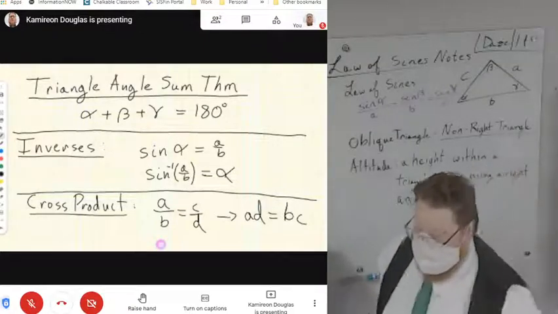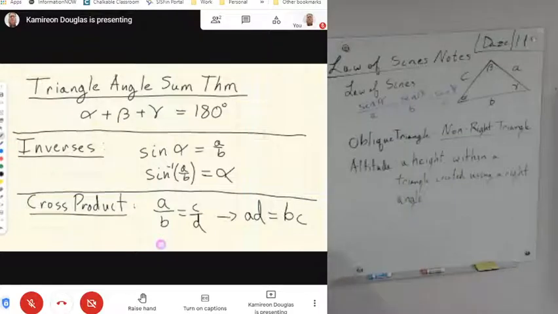So I have the ability to get rid of a fraction using a cross product. Why is that one so special? Well, you notice that all of my parts of the law of sines include a fraction. So if I don't want to deal with those fractions, I can use a cross product to get rid of them.